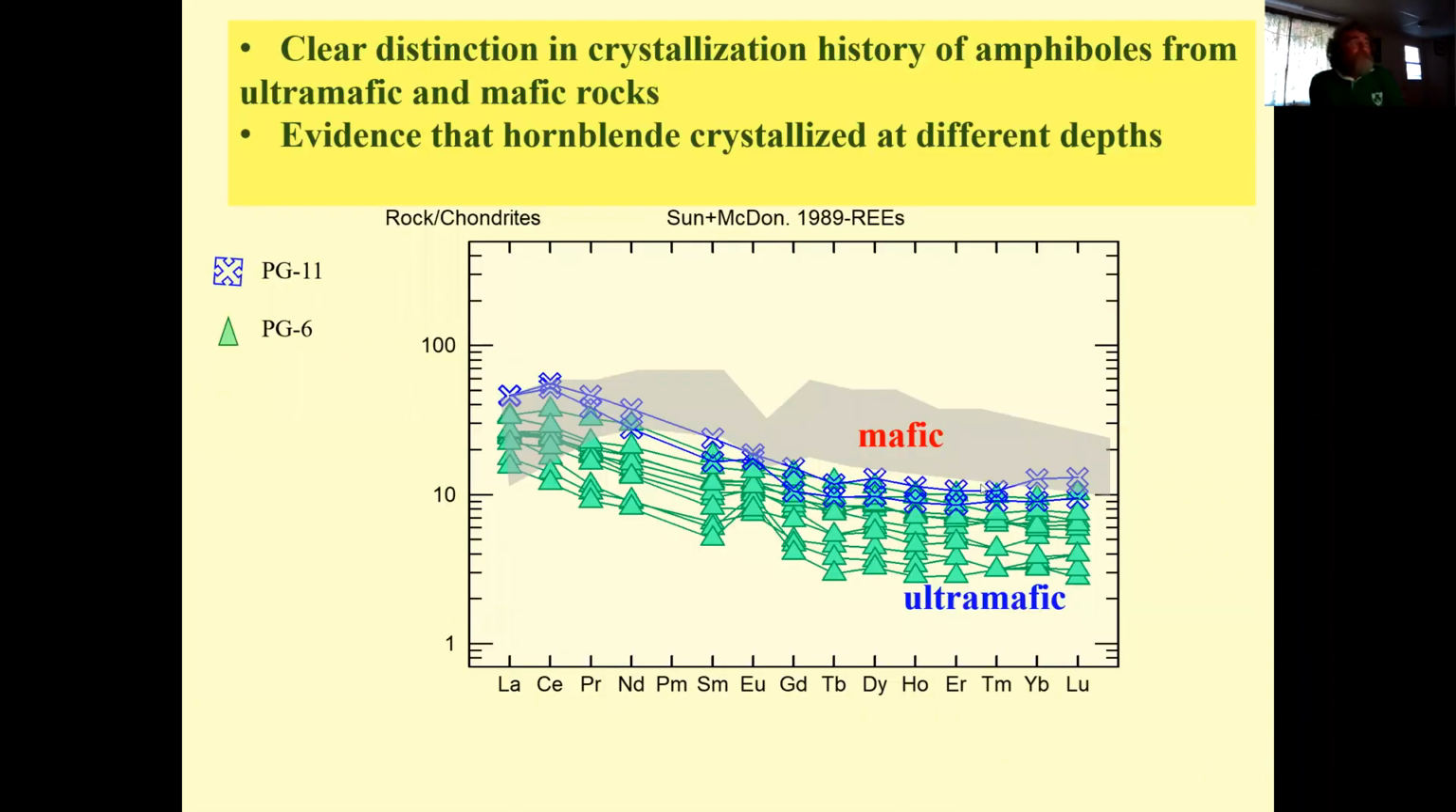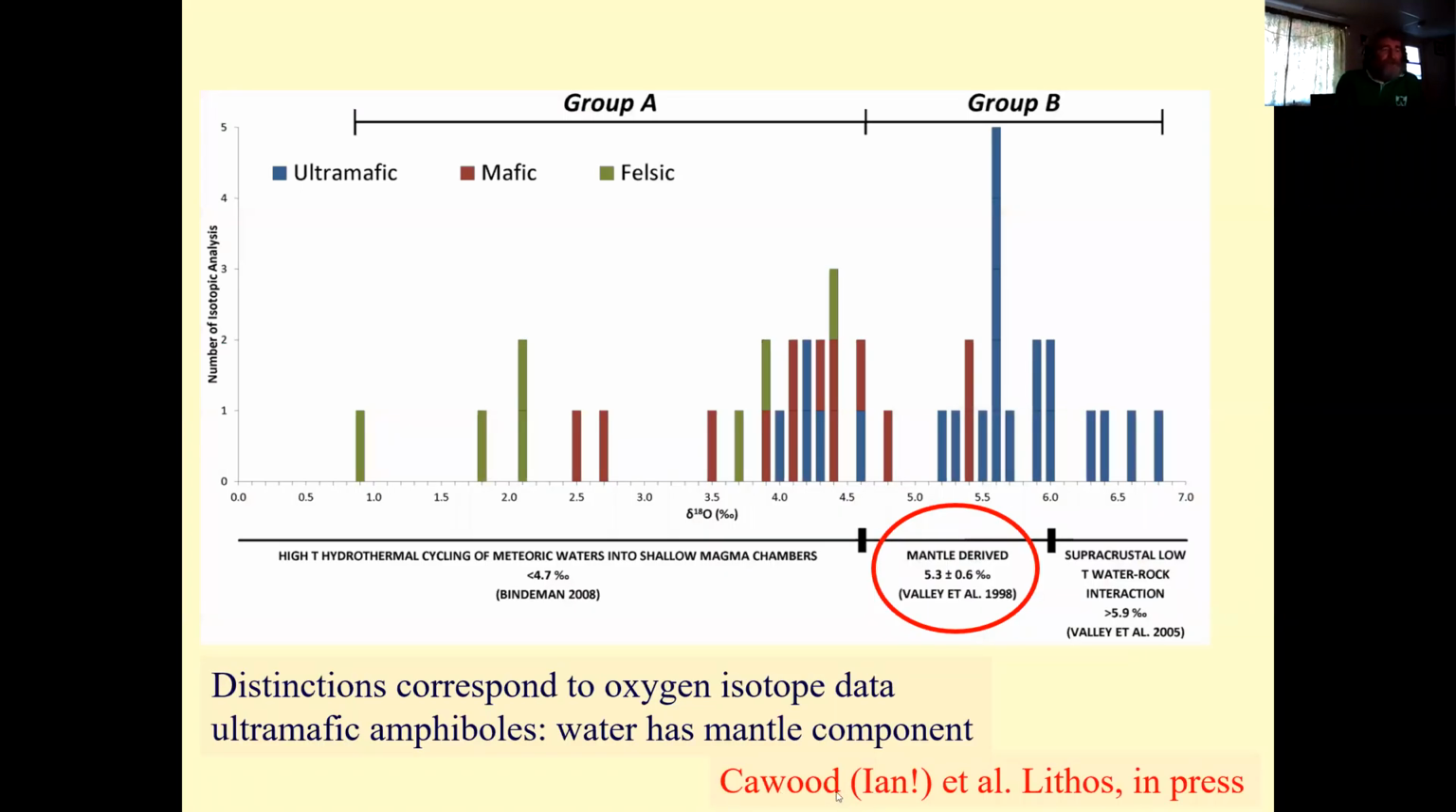So there's a clear distinction in crystallization from the amphiboles, from the ultramafic and the mafic rocks, and evidence that hornblende crystallized at different depths. And so a BSc student, Ian Kaywood, for those of you who know Peter, this is Peter's son, Ian. Unfortunately, he wasn't able to get over here. We sent him some samples to do some oxygen isotopes on the hornblendes.